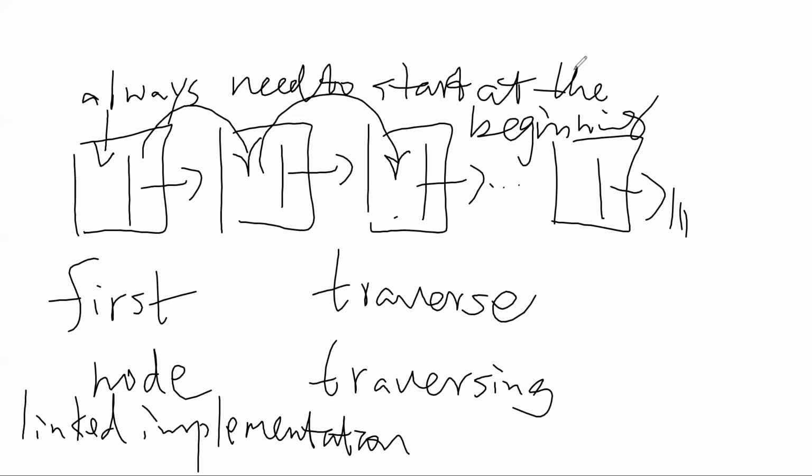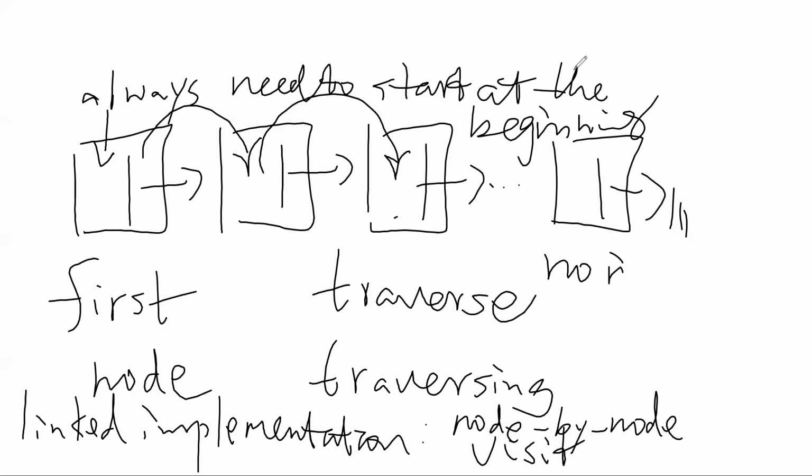The definition of traversing is a node-by-node visit. There is no indexing for you to directly access a certain item. Any item you want, you need to start from the beginning and then do some traversing to get to that node.